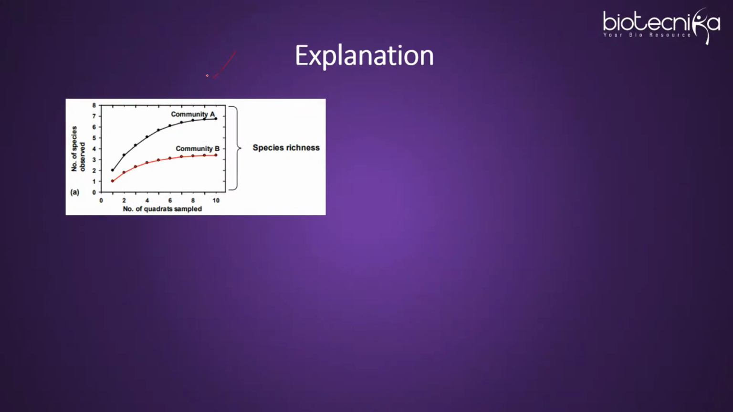Just look at this graph. Here we have been provided with two communities, community A and community B. Now if I ask you which of these two communities has more species diversity, you can simply and quickly answer community A. Why? Because there are more species. It's as simple as that.